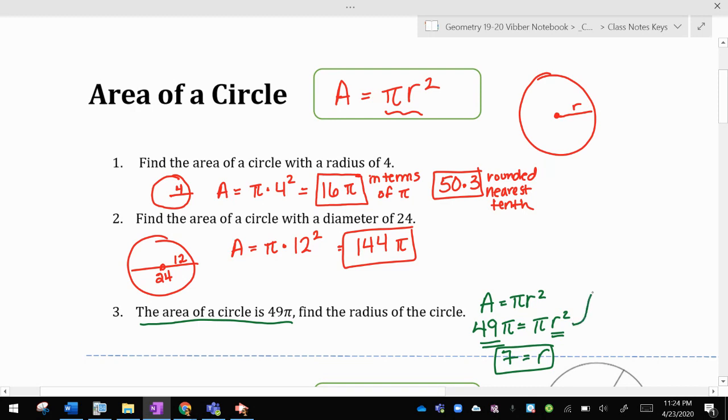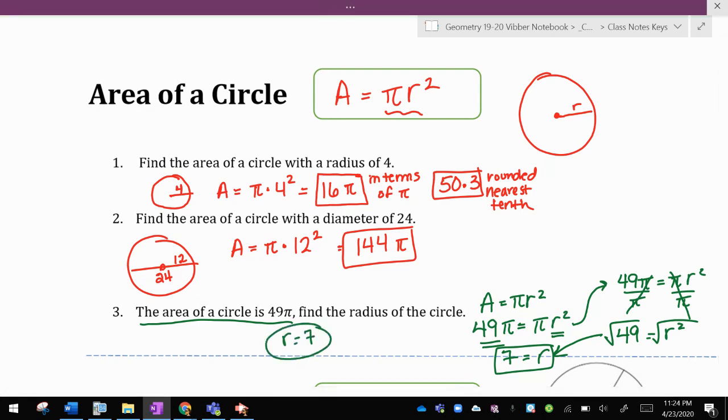Now, if you can't see that in your head, the algebra behind it looks like this. I would divide both sides by pi because I'm trying to solve for r, so I need to get rid of the pi's. So then I'm left with r squared equals 49. And if I square root both sides, I end up in the same place. So r equals 7. So there's the basics. That's area of a circle.